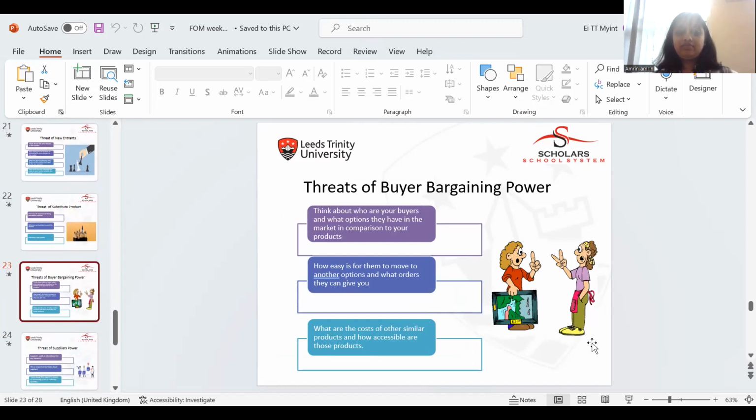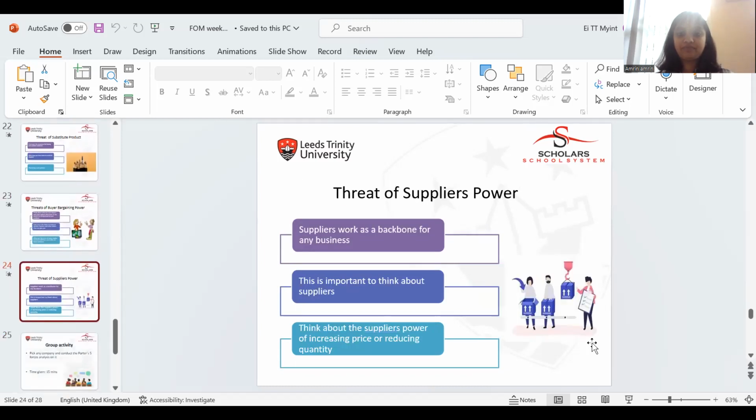Threat of buyer bargaining power. Think about who your buyers are and what options they have in the market in comparison to your product. How easy is it for them to move to another option, and what orders can they give you? What is the cost of other similar products, and how accessible are those products for them?